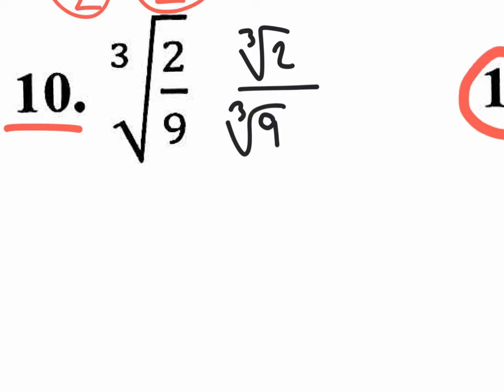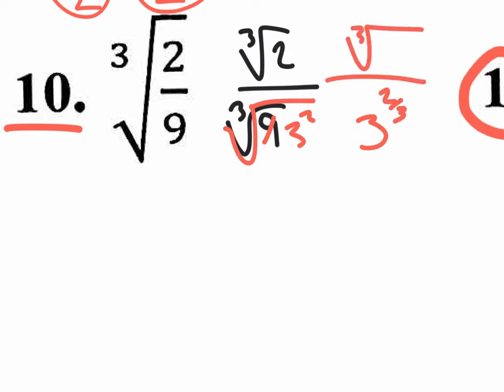Let's first change that 9 and make it look like a 3 squared, just to have an exponent there. So I really have the third root of 3 squared instead of the third root of 9. And now let me change it to a rational exponent. On the bottom, I'll have 3 to the power over root, that would be 2/3 power. And on top, we're still going to leave it the third root of 2.